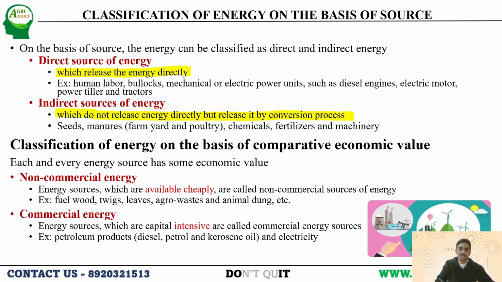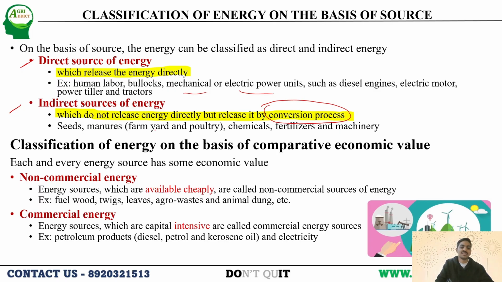Next, classification of energy on the basis of source. Here, we will classify into direct source and indirect source. When I say direct source, the energy will be released directly. Indirect source means energy will be released, but not directly; it is released indirectly, as some kind of conversion process is involved. For direct source of energy, an example is our human labor, because we are doing it directly, right? After eating, we directly perform tasks. And electric power units are an example of a direct energy source.